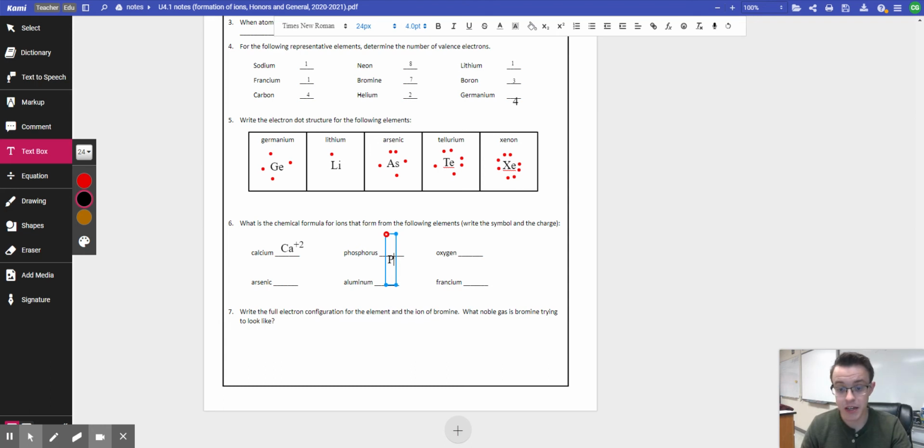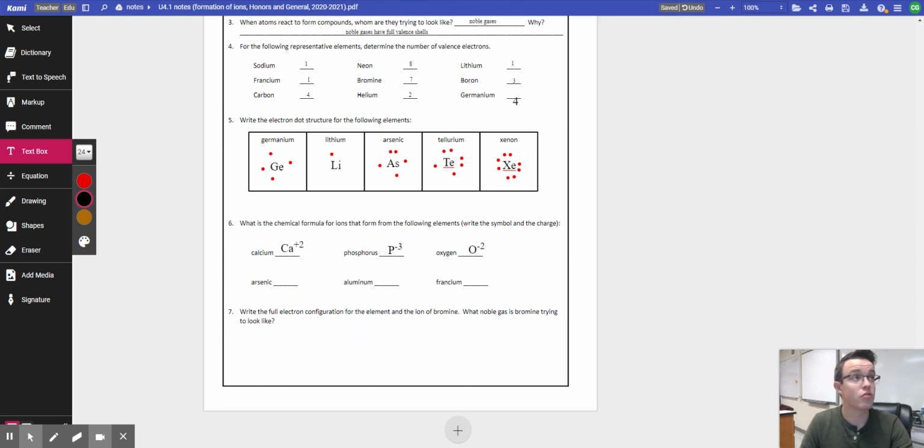Phosphorus, so letter P, it's in group 5A. It's only 3 spaces from the next noble gas, so it needs to gain 3 electrons. So because it's gaining electrons, it's going to make it more negative. So we know it's going to be negative, and it's going to gain 3, so we know it's going to be a -3. Oxygen is in group 6A. So its symbol is O, and because it's in group 6A, it's going to have a -2 charge because it's going to gain 2 electrons to get to that nearest noble gas.